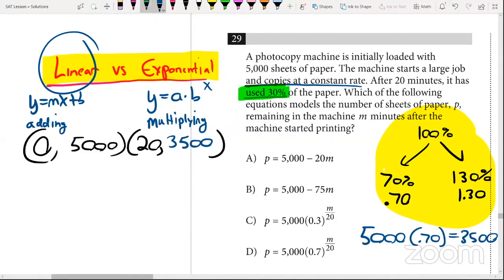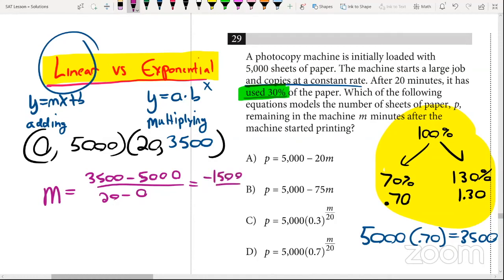Now that we have that set up, we can just go ahead and find the slope. The slope is your y2 minus y1, 3,500 minus 5,000, over x2 minus x1. So you can go in either order with that as long as you're consistent. So we have negative 1,500 over 20. 1,500 divided by 20 is 75. So the answer is negative 75 for the slope.